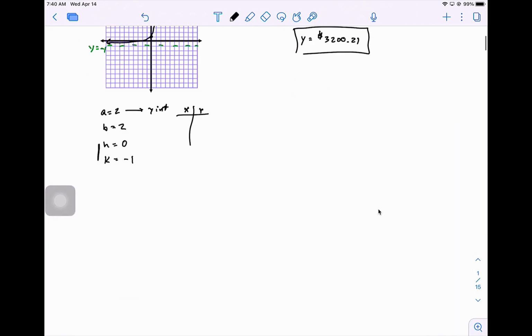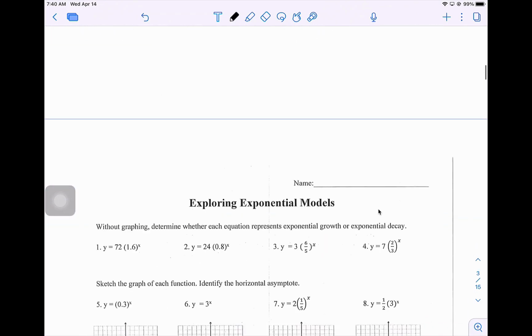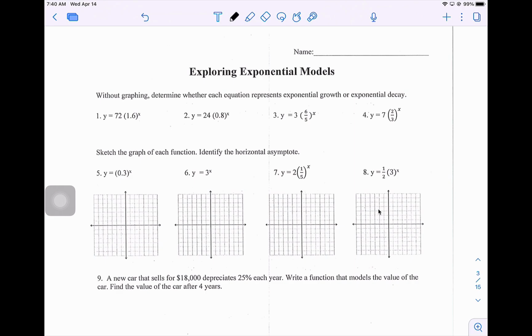Okay, so let's go into what we're going to do today then. Actually, let's go to the homework. So if you haven't taken this out yet, go ahead and take this out. There's one specific section of problems I wanted to talk about quickly. And then if you've got anything else, we'll go from there.